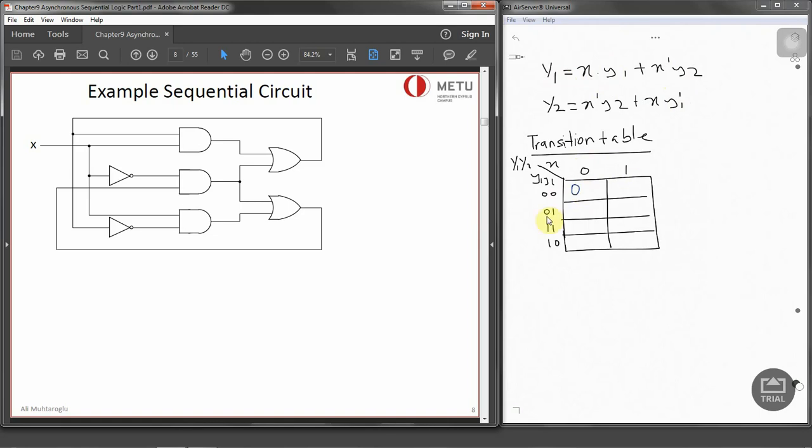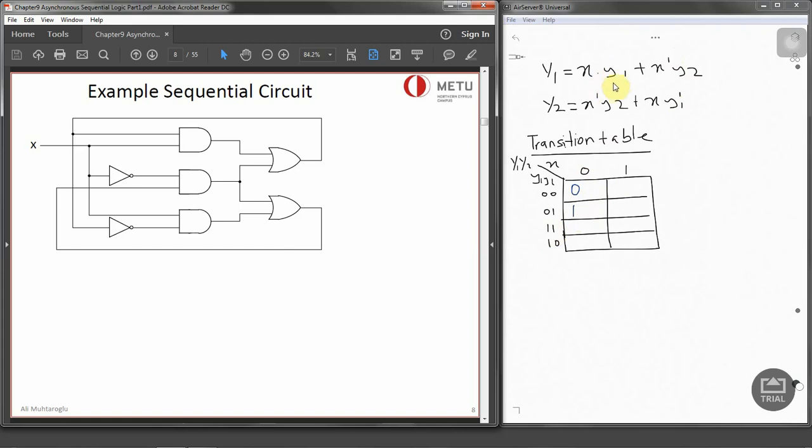Then when y1 is 0 and y2 is 1, so y1 is 0, x is 0, this is going to be 0, or x is going to be 1 because it's x prime, and y2 is 1 in this case, that means that's going to be 1. And we repeat the same thing for 1 1.